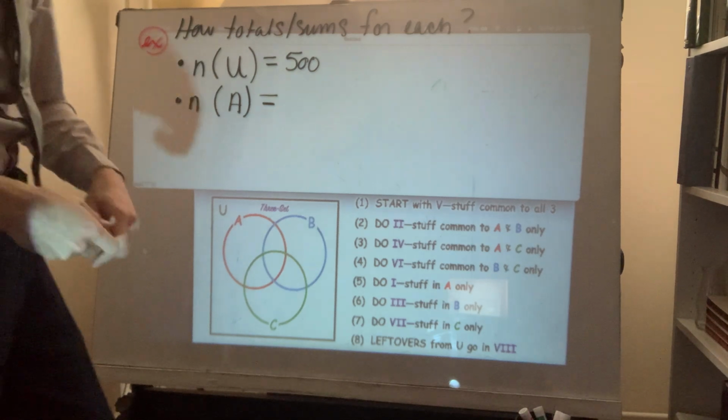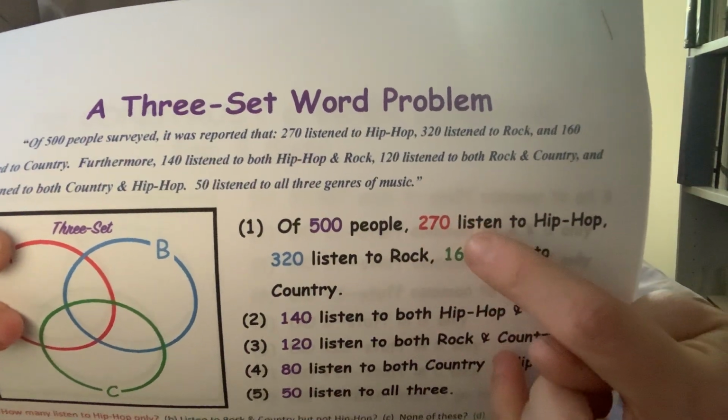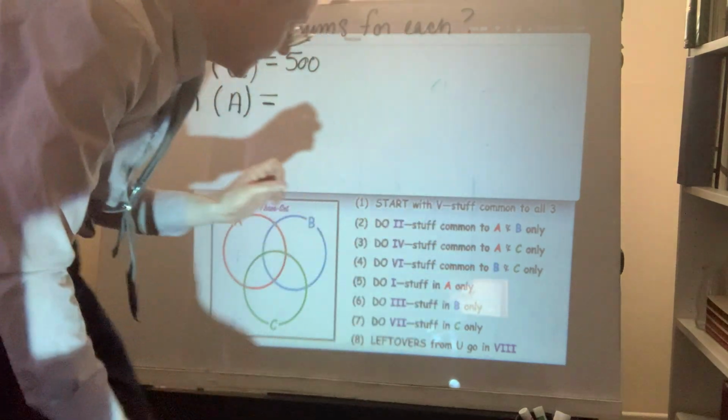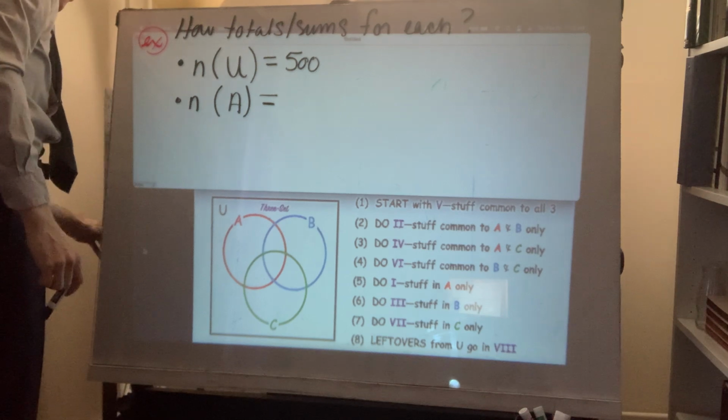A is how many according to this? Of 500, we know for certain 270 listen to hip-hop. That is the total number of people who listen to hip-hop music, out of 500. In the picture, what would that mean?